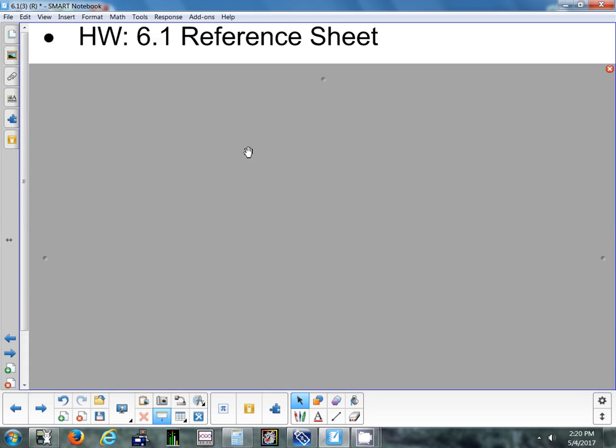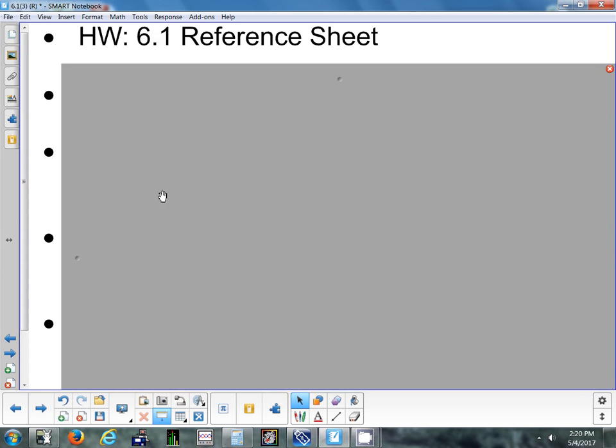So, homework, 6.1 reference sheet. I think there's 10 problems. All right? And as always, you can use it on the test tomorrow. Make sure the last question is to write the steps from today. You need to write the steps to get full credit. When Mr. Hager and I check homework tomorrow, if you don't have all the steps written down, you're not going to get full credit. All right?